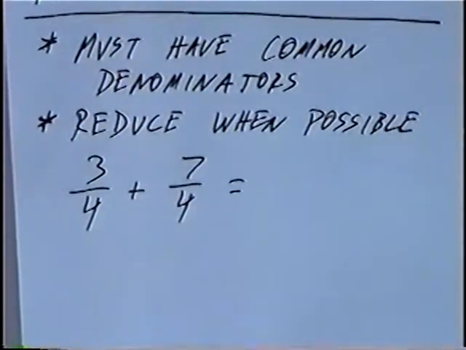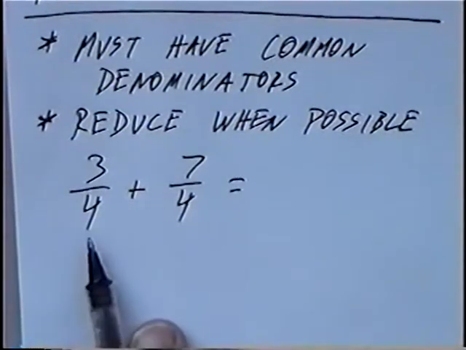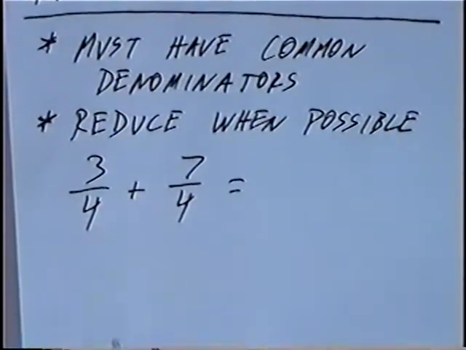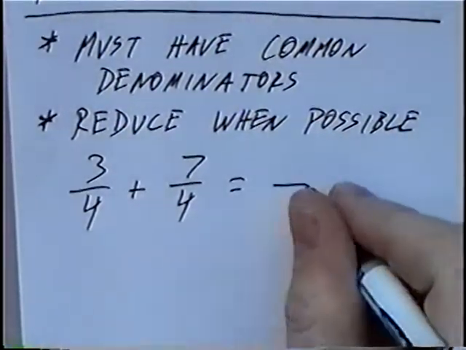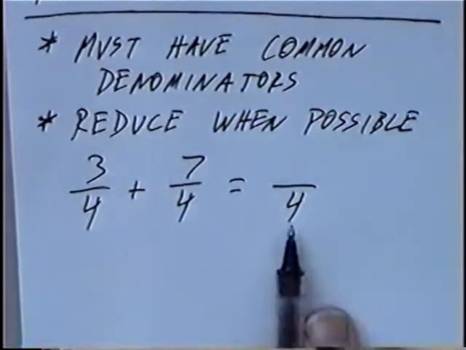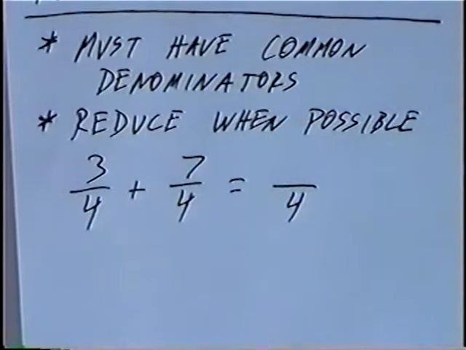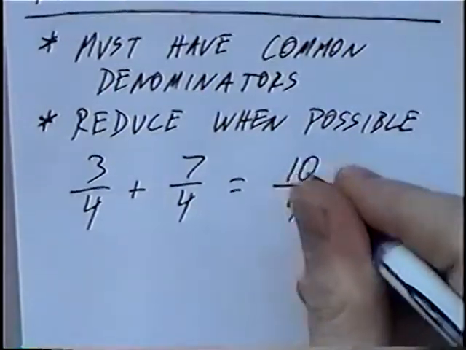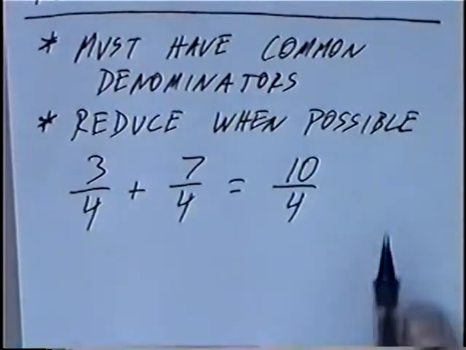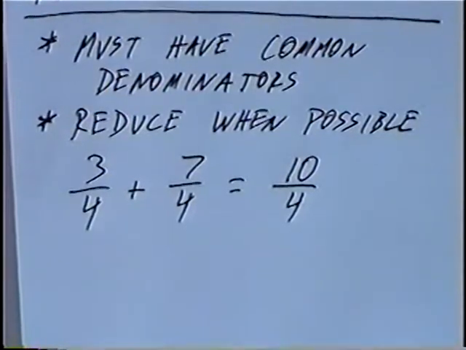Adding fractions again must have the same common denominators, or the bottom number must be the same. In this case, they're already the same, so our answer would be the same denominator, which would be 4, and the numerators we can add together, 3 plus 7 would be 10. Keep in mind to reduce when possible, 10 over 4.